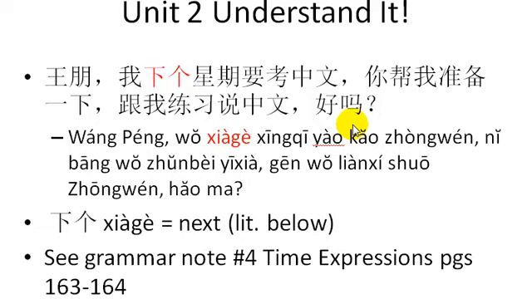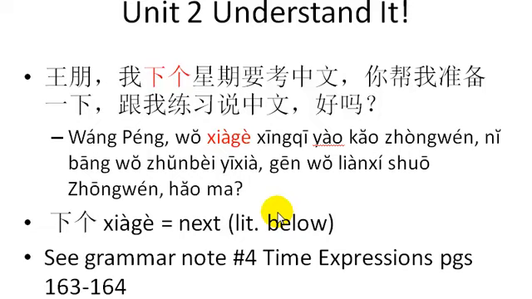Okay, Leo speaks again, and in this sentence we have quite a bit of new stuff here. Let's take a look. Leo says, 王鹏，我下个星期要考中文，你帮我准备一下，跟我练习说中文，好吗? Okay, so there's quite a bit in here. First being 下个, okay? 下个 means next, and literally it means below.